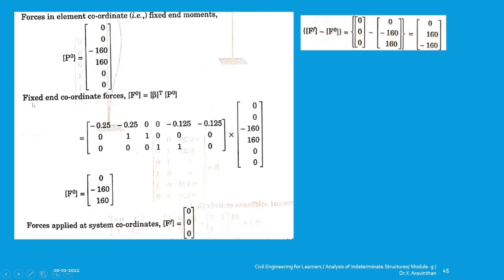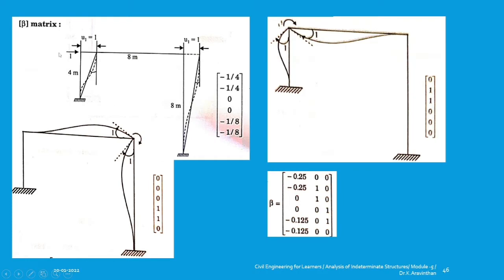Now the next step is finding the fixed end coordinate forces, that is F0. How to find F0? Beta transpose into P0. So you have to find the beta transpose and the P0. Okay, how you got this beta transpose, I will explain here, and then I will come to that point.